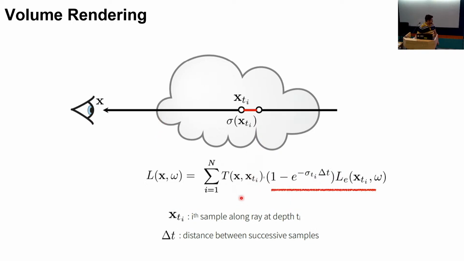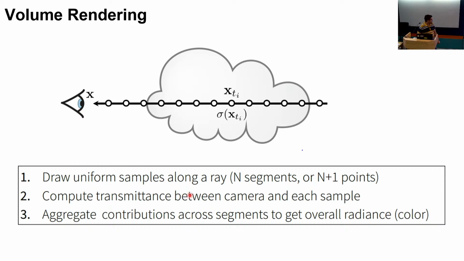So this is the mathematical notation for it. This is the transmittance, this is the emitted light, and this is another value, the contribution of that segment towards giving light. If people are aware of NeRF, it's alpha. So this is the volumetric rendering equation, and it is used in NeRF as it is. Just to reiterate what you need to do: draw uniform samples along a ray, compute transmittance between the camera and each sample, and aggregate the contributions.